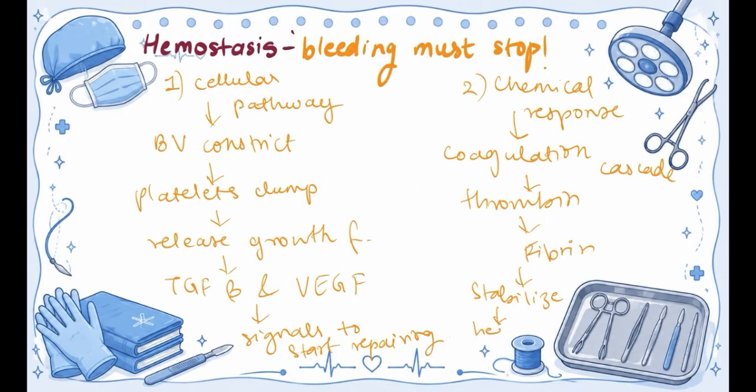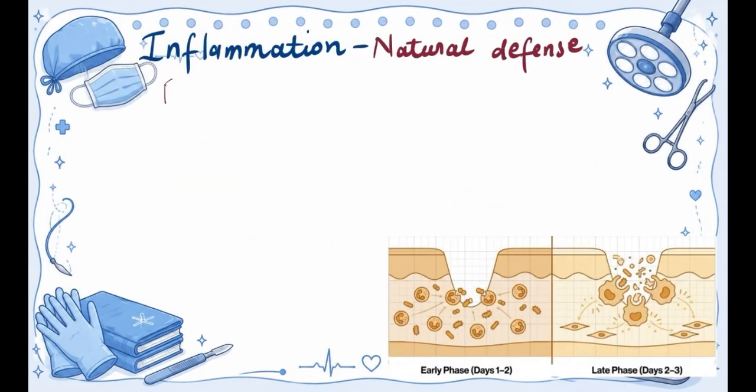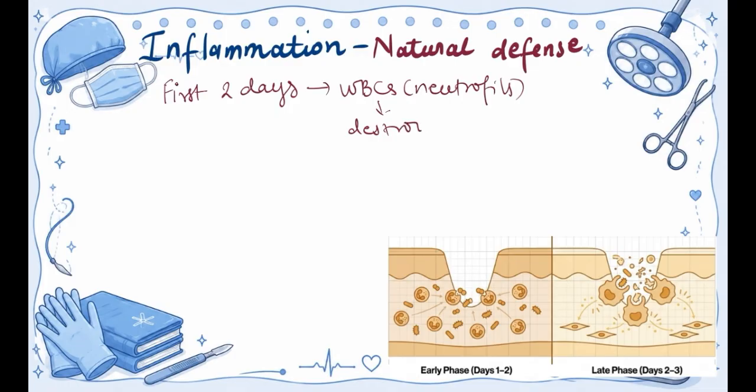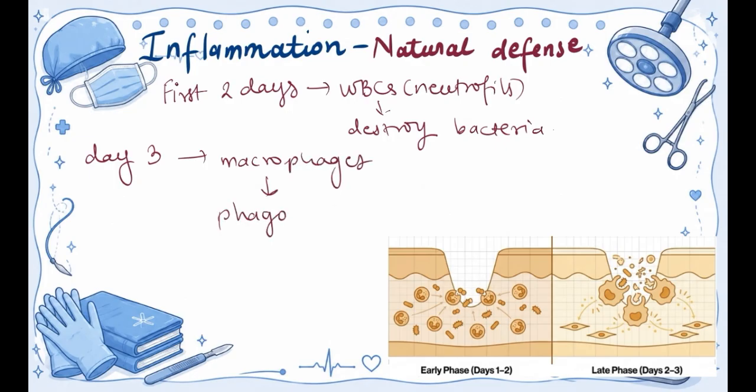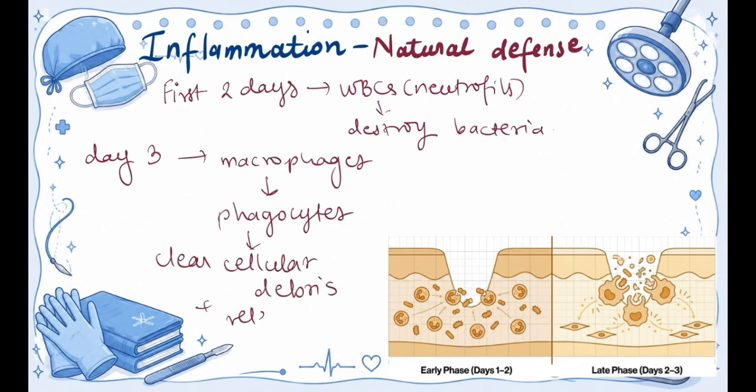As soon as the bleeding stops, inflammation begins. This is the body's natural defense mechanism. In the first 2 days, white blood cells called neutrophils rush into the area. They act very quickly to destroy any bacteria. Then, by day 3, larger cells called macrophages take over. They act as phagocytes. You can picture them as a microscopic cleanup crew. They clear away all the cellular debris. Crucially, they also release cytokines. These cytokines trigger the very next phase of healing.